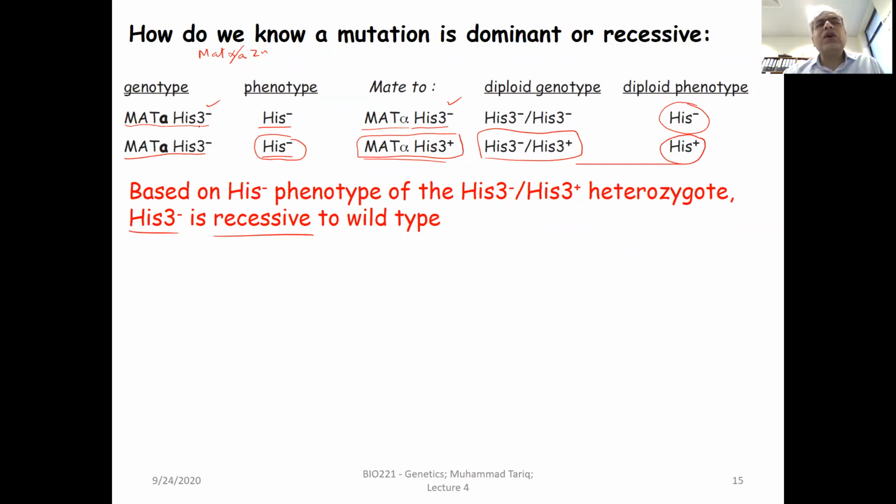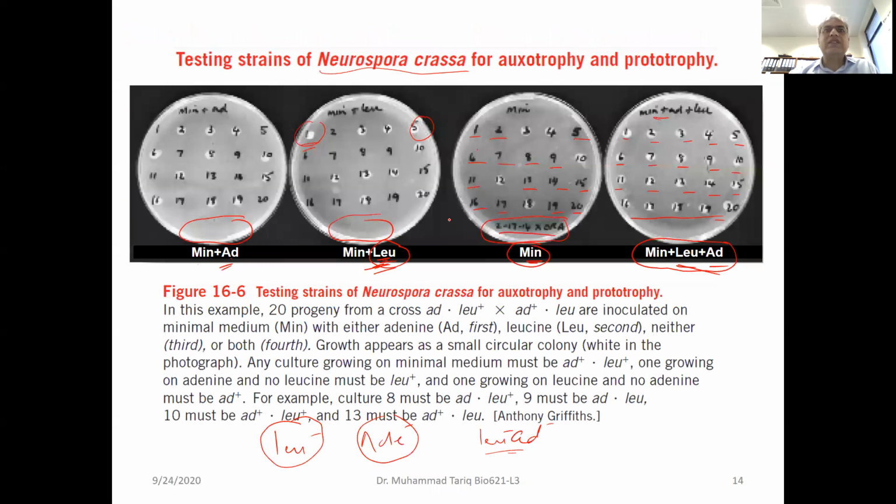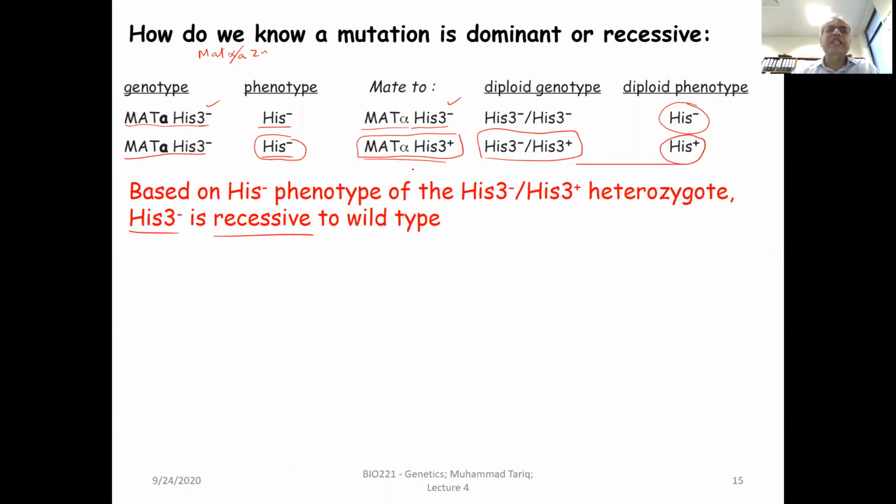So the 3 means, let's say you did this screen. Imagine these are his minus mutants. Now you have 1, 2, 3, 4, 5, 6, 7, 8, 9, 10. So you number them: his1, his2, his3, because these are independent colonies, independent mutants. So that's what the 3 is showing here.